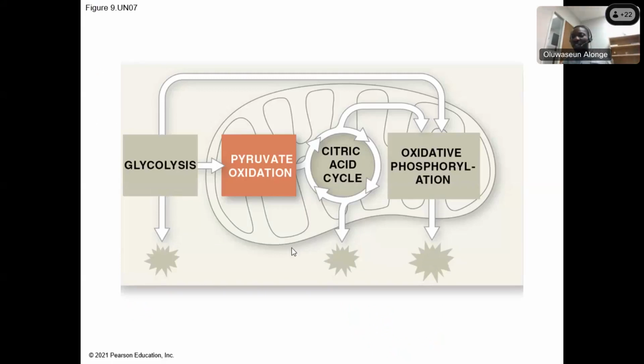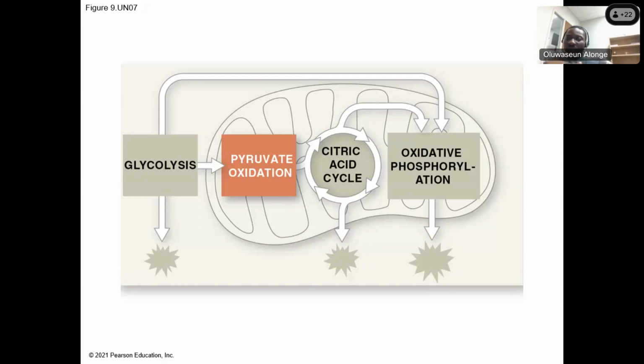Now let's talk about the pyruvate oxidation. Now we have pyruvate. Listen, ideally we should go into the citric acid cycle, but we cannot. Why? It's just like you want to go to nursing school and you just finished high school. You cannot go to nursing school straight because you have to take some prerequisites before you get into nursing school.